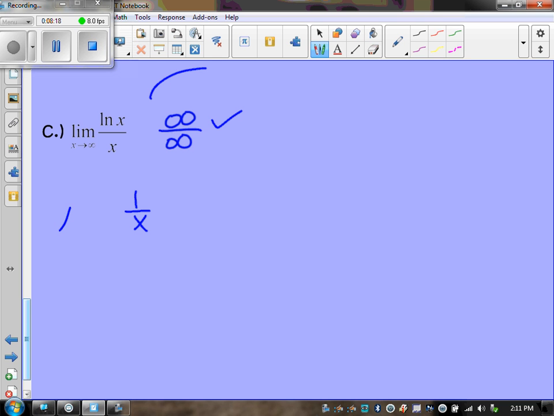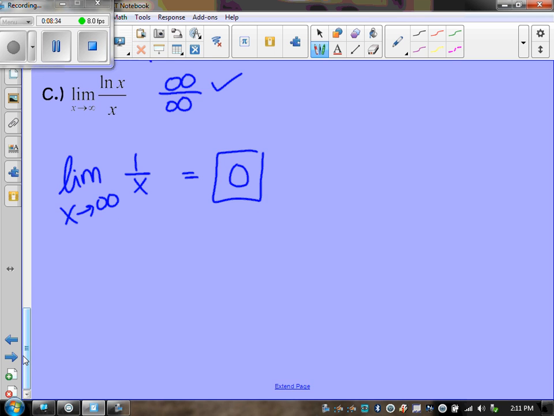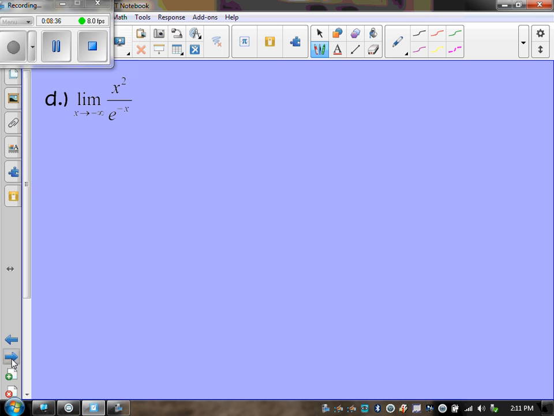And then I can redo my direct substitution as x goes to infinity. If I plug in a really big number here, what is 1 divided by a really big number? Then I end up converging to 0. All right. There's one more on this page, and then we'll do a few more.